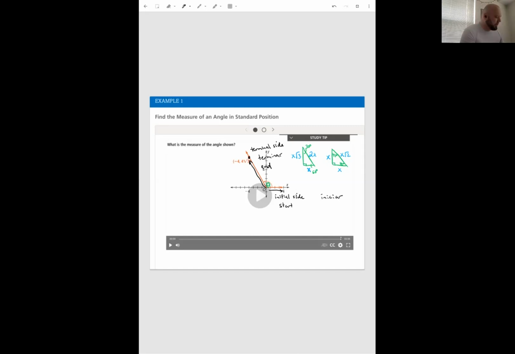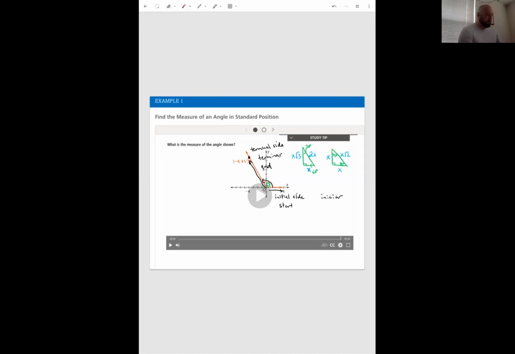And then between those two things, you're going to start from the x-axis, and you're going to draw an arrow tip that goes to the terminal side. And that's how you form an angle when you're drawing angles on the xy axis. So they want to know, what is the measure of the angle that we're looking at?